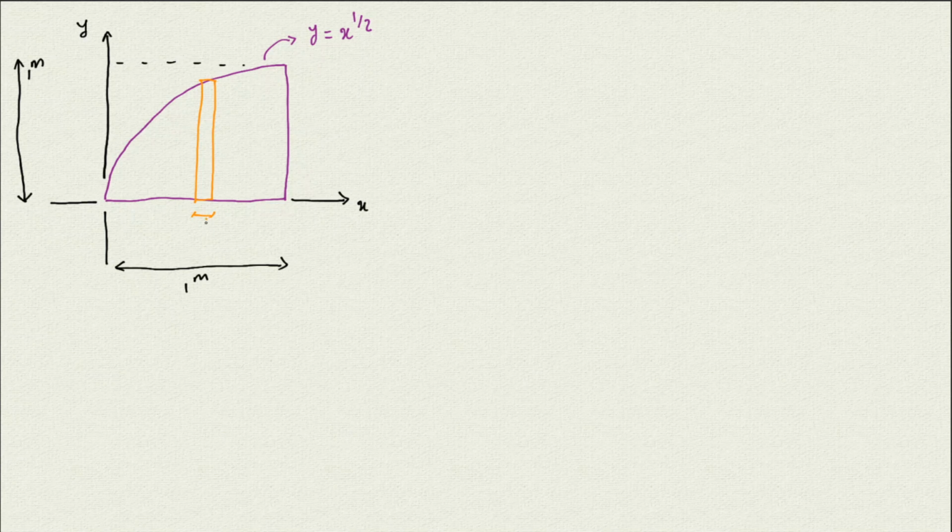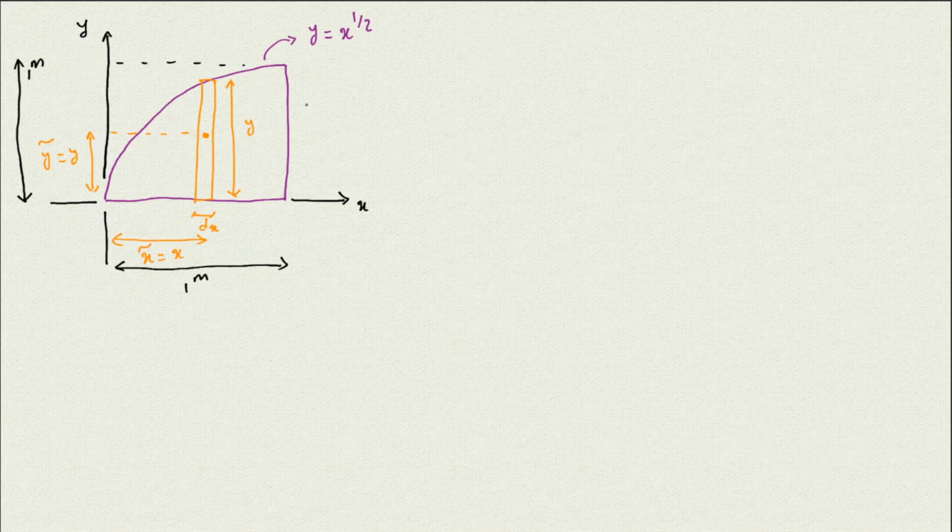So this distance is going to be dx, and this distance is going to be y. And then we have the centroid of that element, and the location of that centroid in the y direction is going to be half of the y, and in the x direction it's just going to be x.